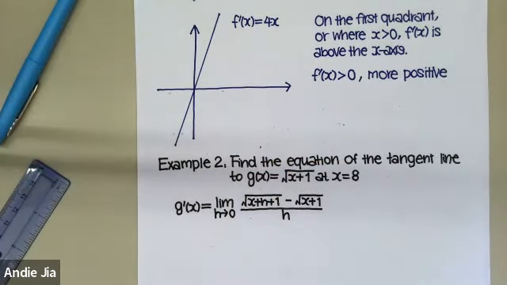Just conjugate the radical, then just cancel, and do everything.